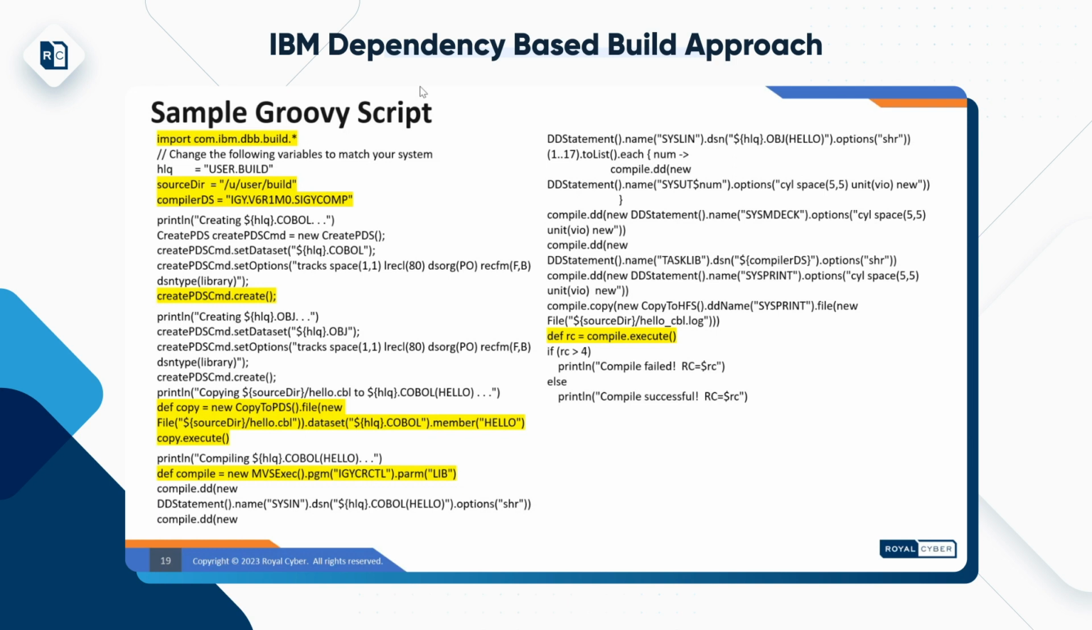And say we may need to create some data set prior to your compilation. So we are going to make use of the CreatePDS class and methods to create the required data set, which may sometimes be a permanent data set or sometimes a temporary data set that we may need to create for a compilation. That happens with this. And as we discussed, MVSExec is going to invoke your compiler. This is a sample for the COBOL compiler. IGYCRCTL is the compiler which I'm invoking.